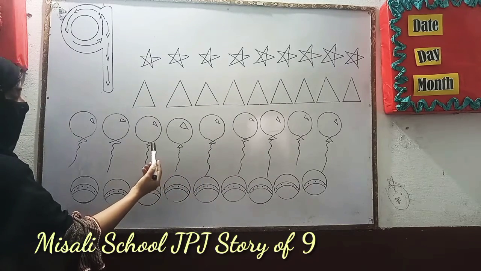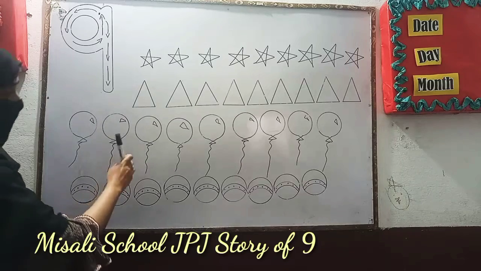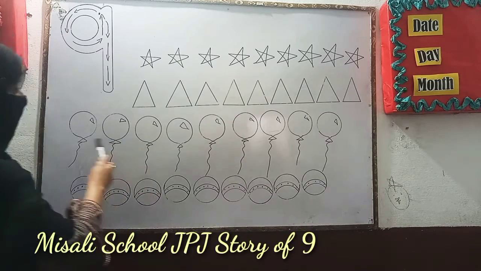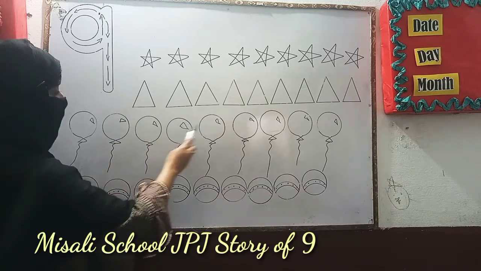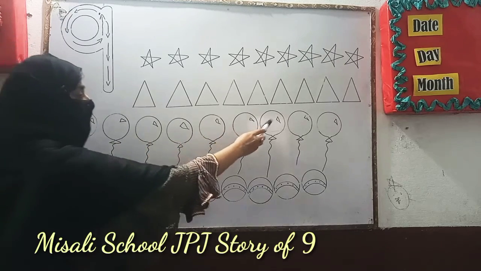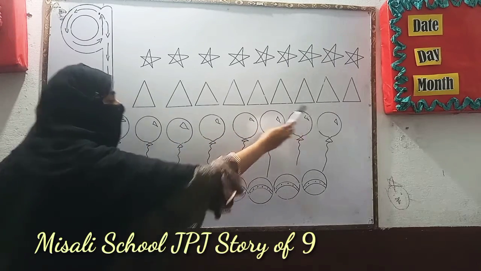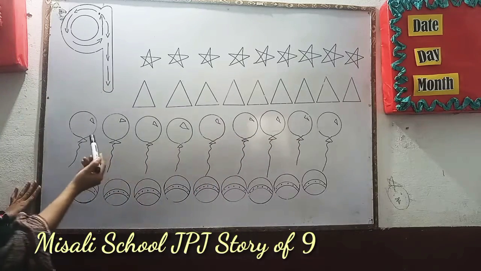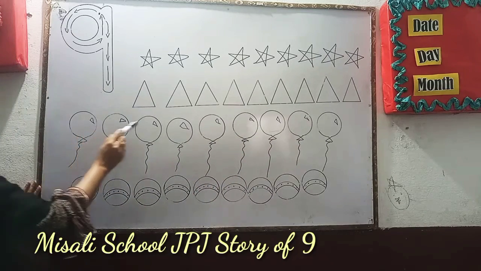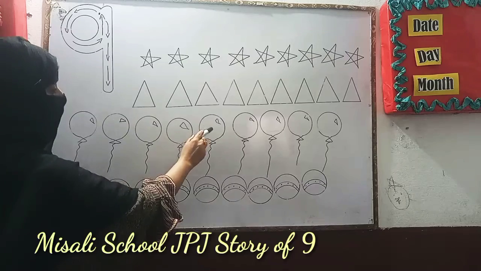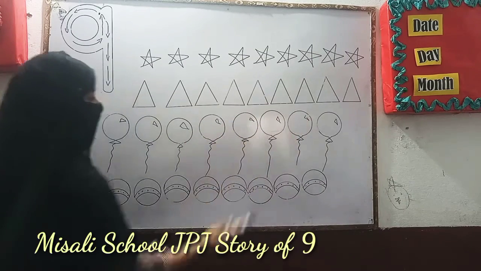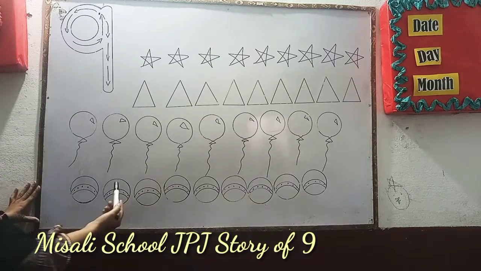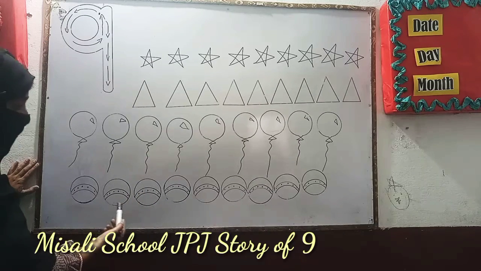Okay, tell me, what are these? These are balloons. How many balloons are here? 1, 2, 3, 4, 5, 6, 7, 8, 9. 9 balloons. Count them again. 1, 2, 3, 4, 5, 6, 7, 8, 9. 9 balloons.